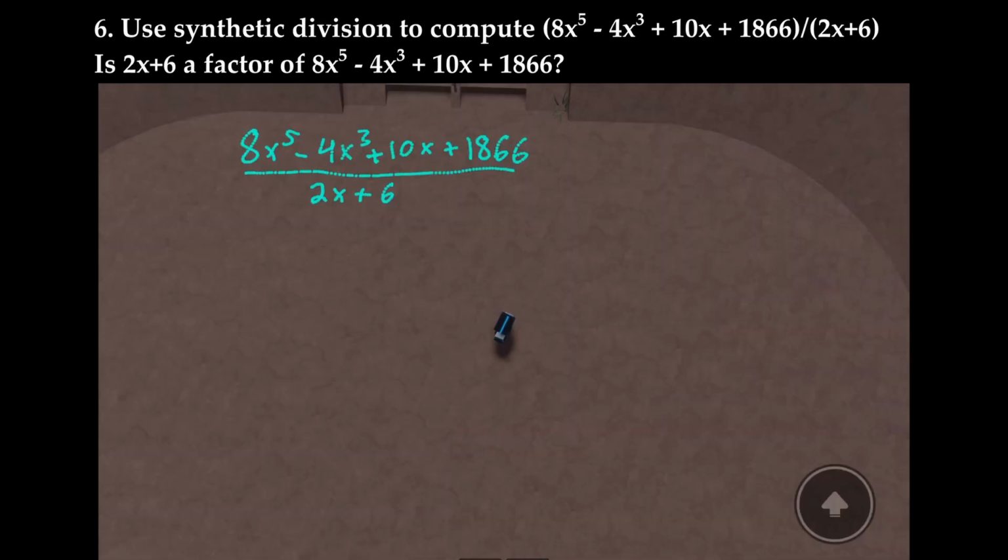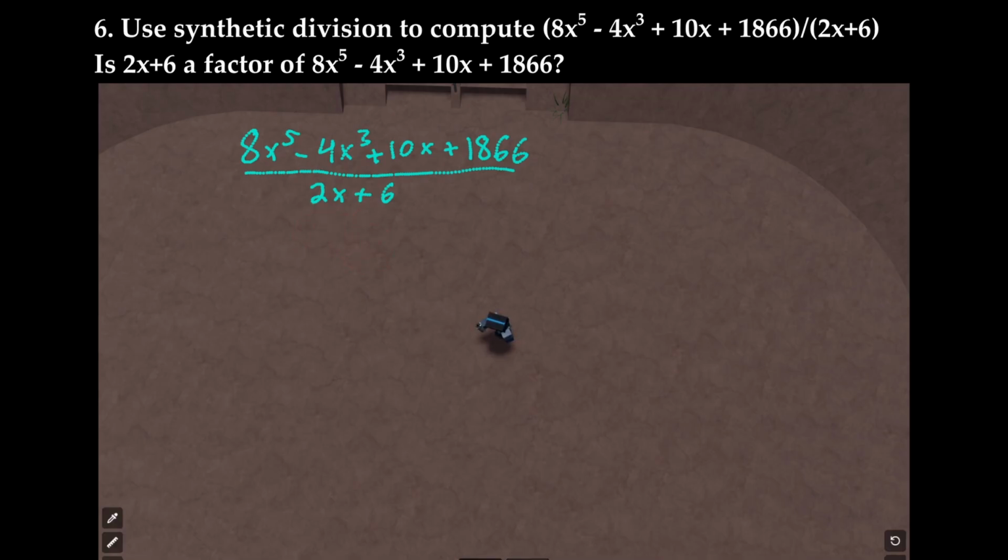In this problem, we have 8x to the 5th power minus 4x cubed plus 10x plus 1866 divided by 2x plus 6. And we have to do synthetic division on this. Well, first off, this seems impossible because, once again, for synthetic division, you need the denominator to be in the form of x plus or minus a number. So this is 2x plus 6, not x plus 6. So what in the world can I do?